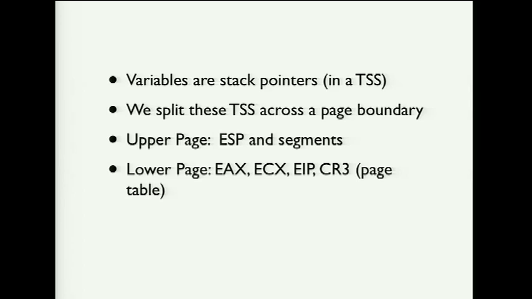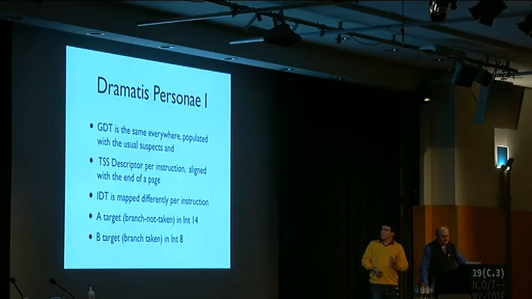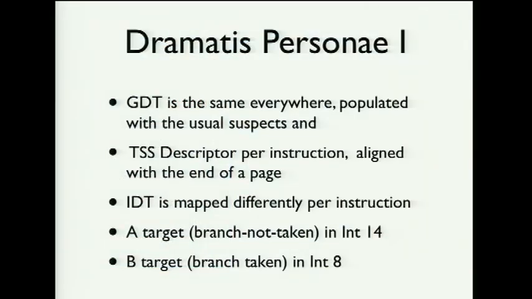These variables are going to be the stack pointers in individual task state segments that are split across a page boundary, so we can share the same variable between different tasks. And the global descriptor table that shows where all of these segments are is going to be the same across all tasks, but we have a different interrupt descriptor table for every task.